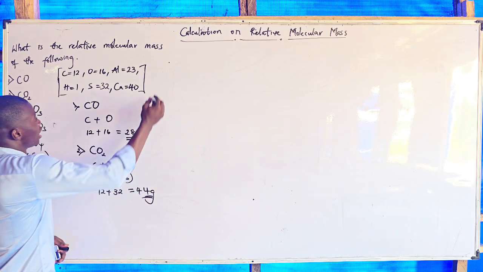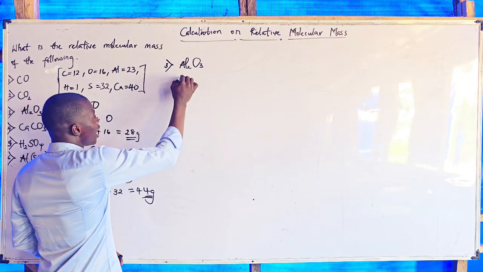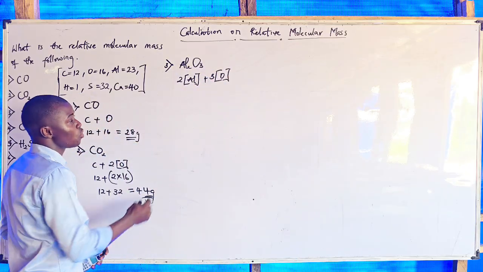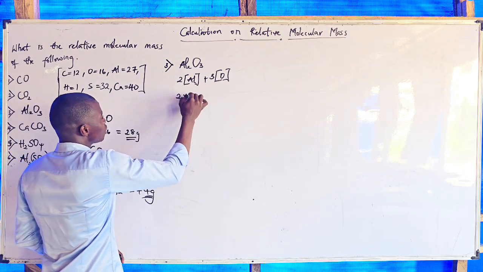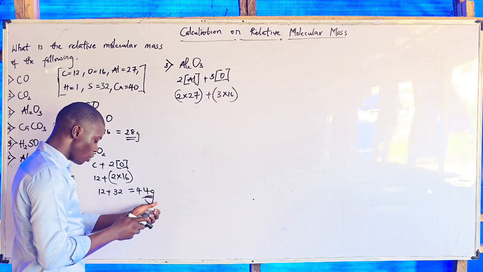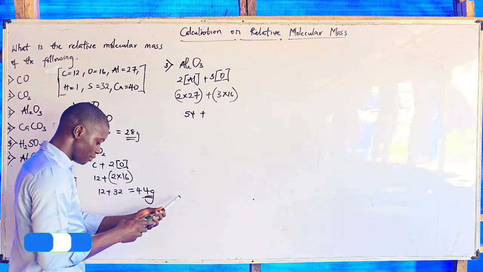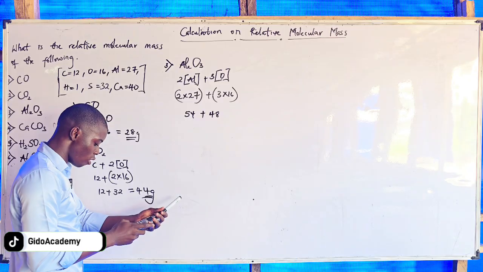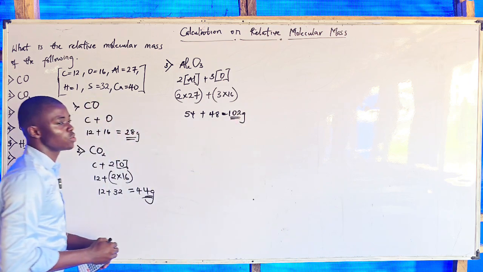What about if you have aluminium oxide, which is number 3, Al2O3? This simply means you have 2 aluminium plus 3 oxygen. So what is the atomic mass of aluminium? Aluminium is 27. So we have 2 times 27 plus 3 times 16. 2 times 27 gives us 54, then plus 3 times 16, we have 48. So 54 plus 48, the answer is 102 grams. So that's what we have as our answer.